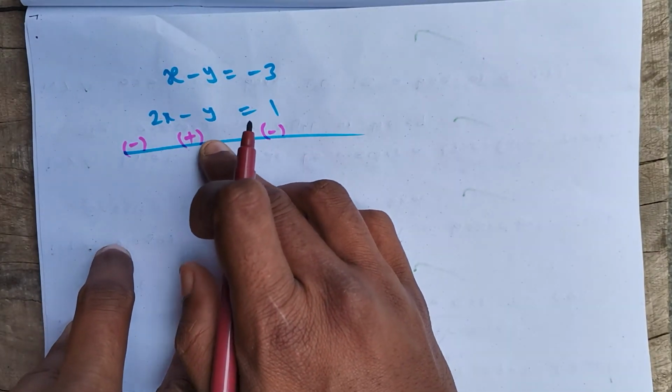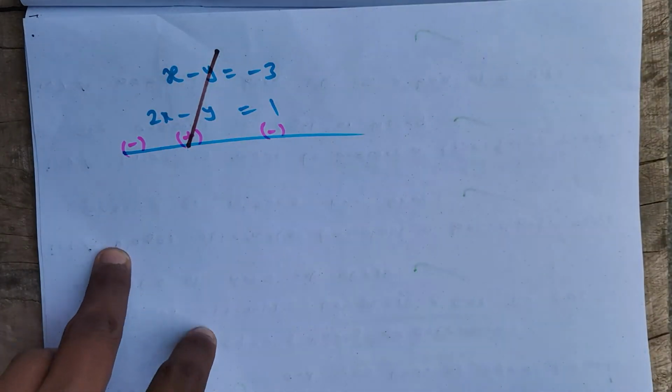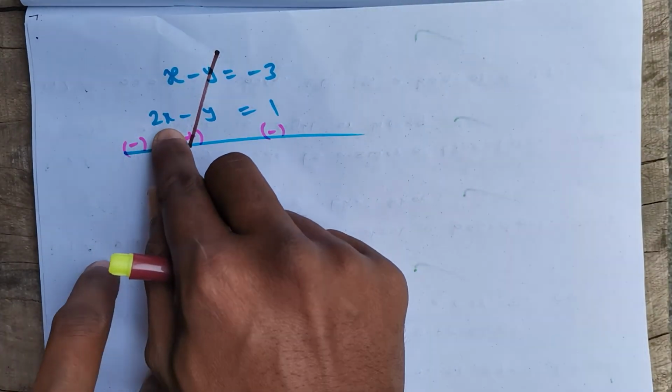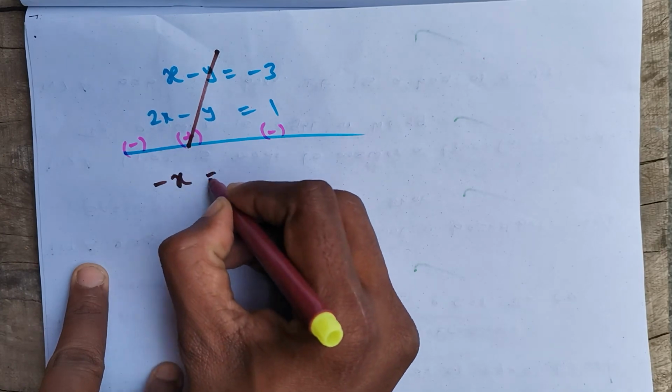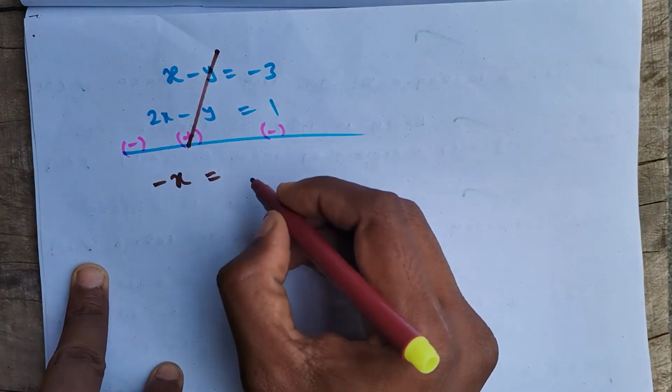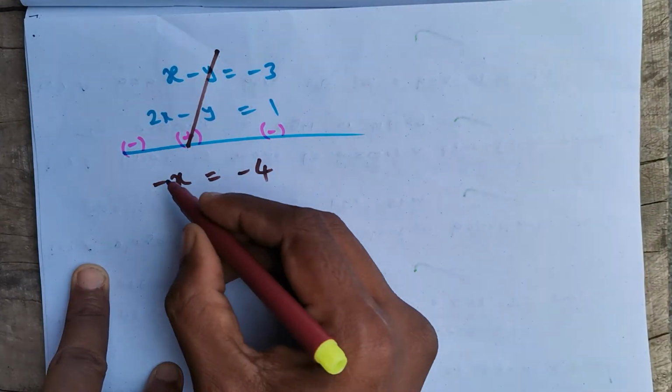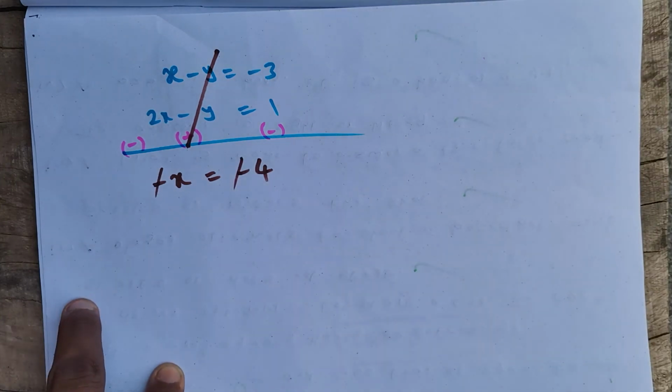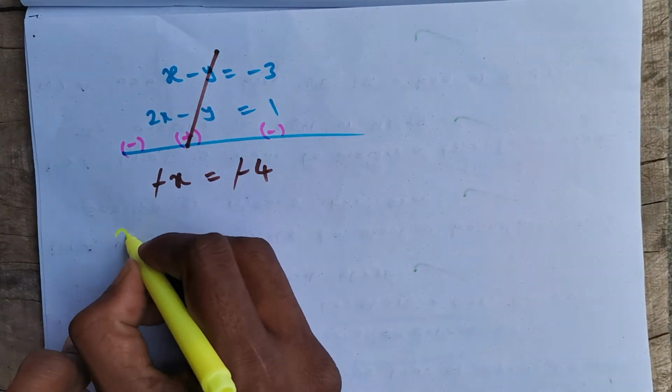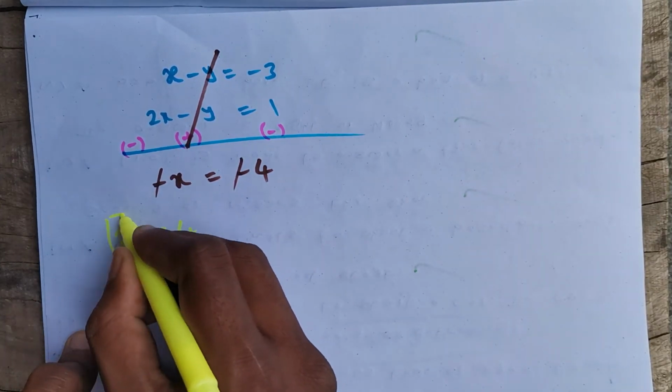Minus y plus y, both will get cancelled. Then we remain with x minus 2x minus x is equal to minus 3 minus 1, minus 4. So left side minus, right side minus, both will get cancelled. Then we remain with x is equal to 4. So we got one value.